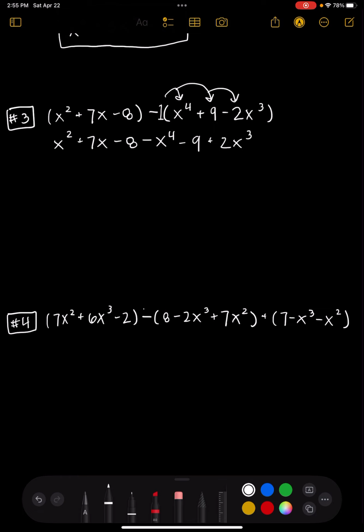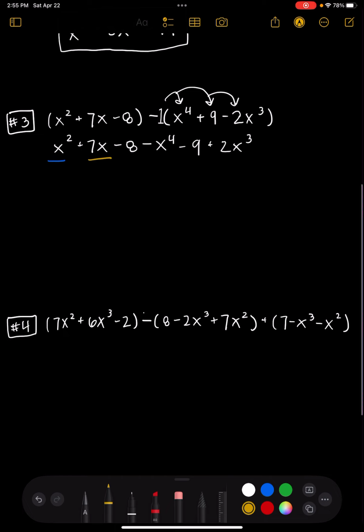Okay, now that we have that all settled up, we're going to underline our like terms. So I'm going to start with our x squared, but there is no other x squared in here, so that's it. Then let's do the 7x. There's nothing else with just an x in here, so once again, that's just it. We're leaving that there.